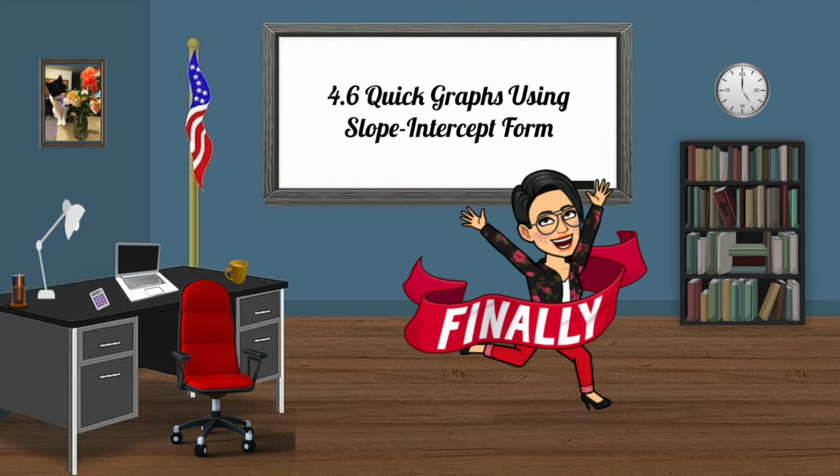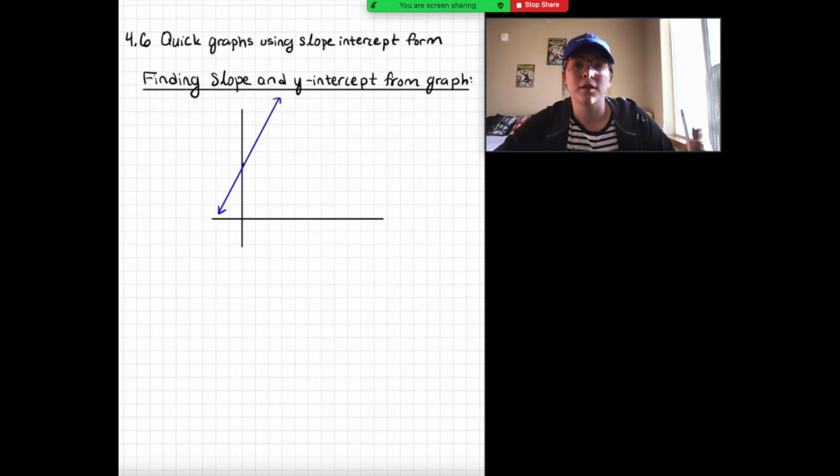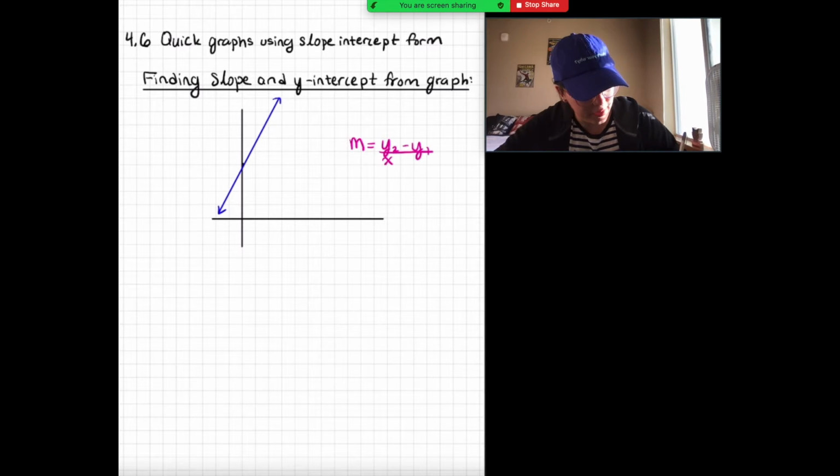Hey guys, in today's video, we're going to be using all the knowledge that we've learned so far in Chapter 3 and in Chapter 4 to talk about how we graph lines using slope-intercept form. So in 4.4, we learned that the slope formula, so our slope m, was y2 minus y1 over x2 minus x1. So in other words, our change in y over our change in x, which we can also refer to as rise over run.